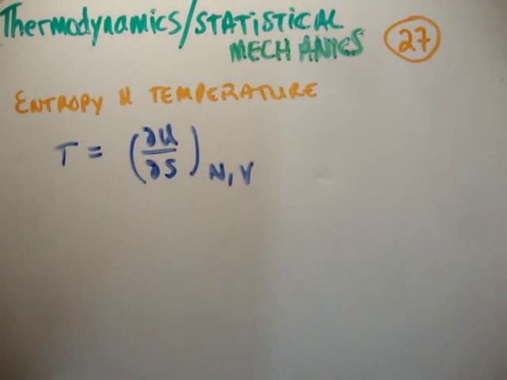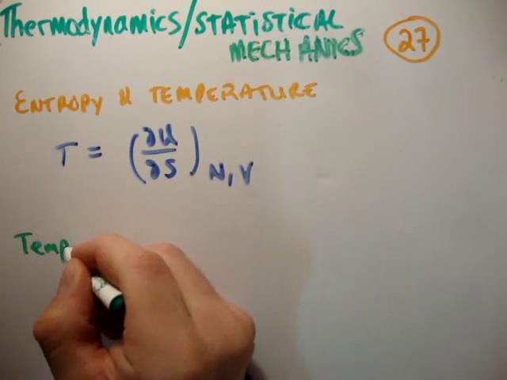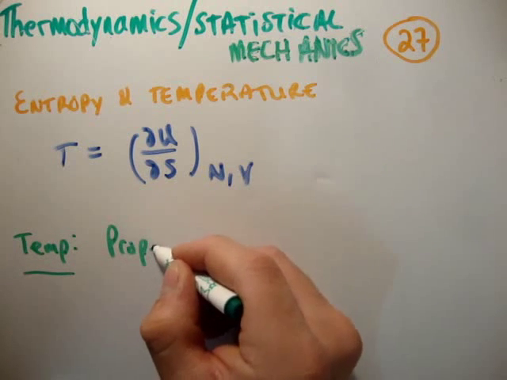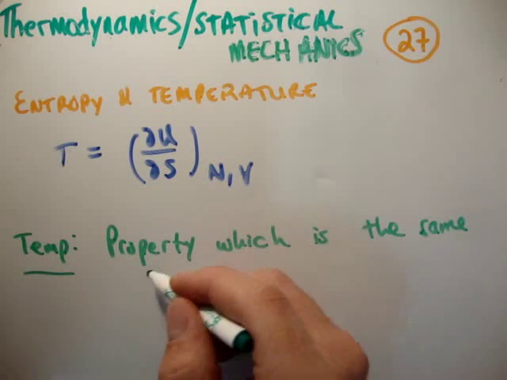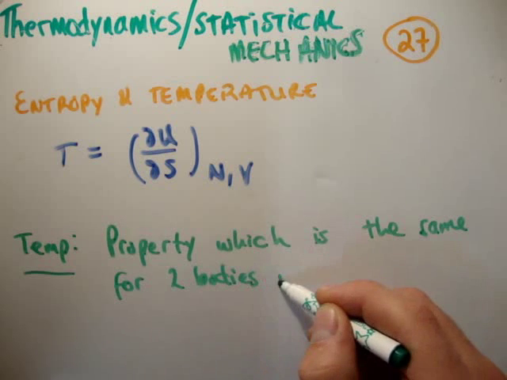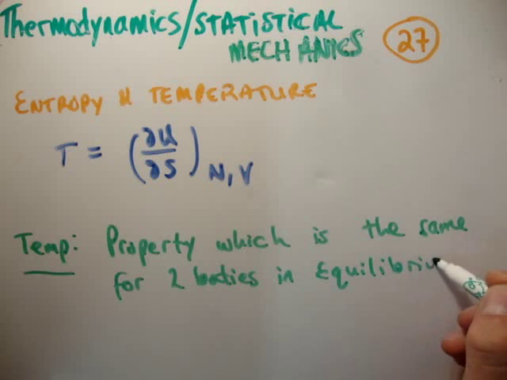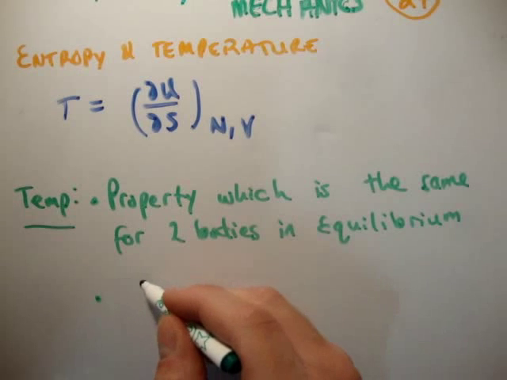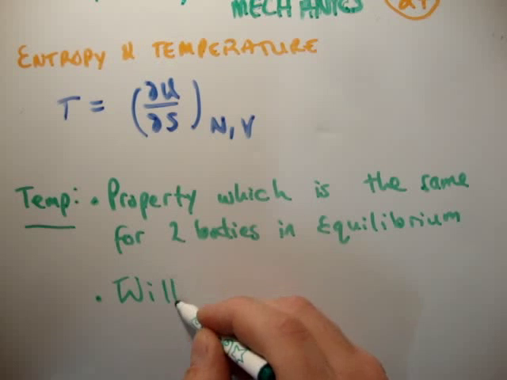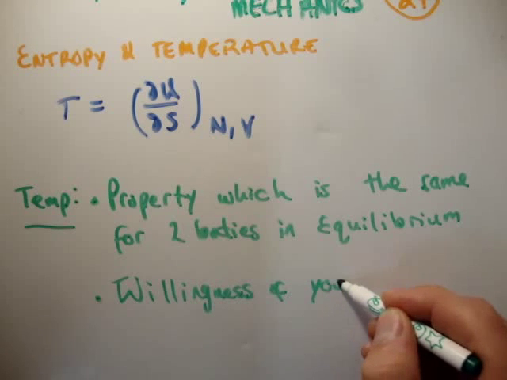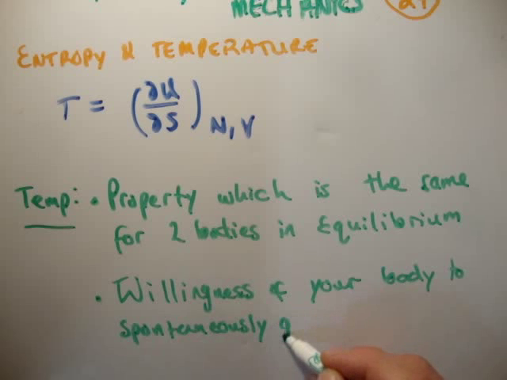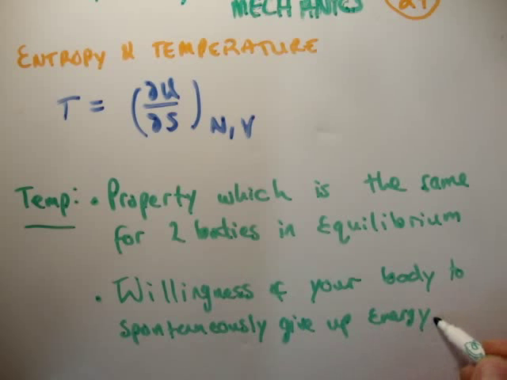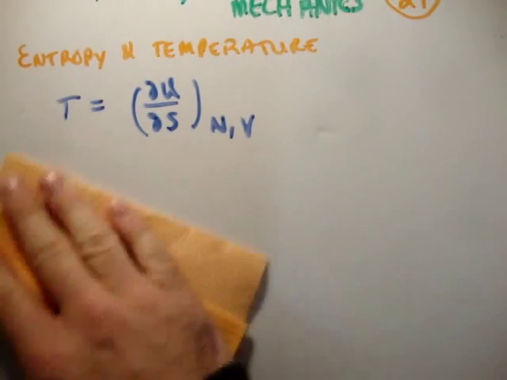Now, we've also said in video number one that we defined temperature as being the property which is the same for two bodies in equilibrium. That's what we defined it as. But let's be honest, we also had a second definition, and we said it was the tendency, or the willingness, of your body to, and this is important, spontaneously give up energy. That's what we defined temperature as. Now, why am I laboring the point? Well, because we're trying to get a relationship between temperature and entropy, so we should know what temperature is.